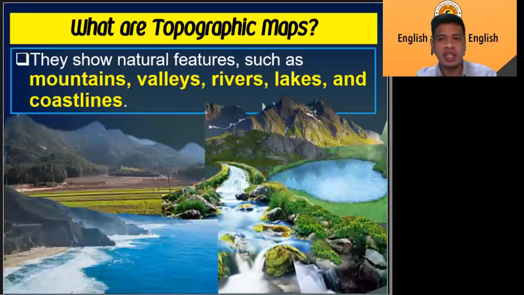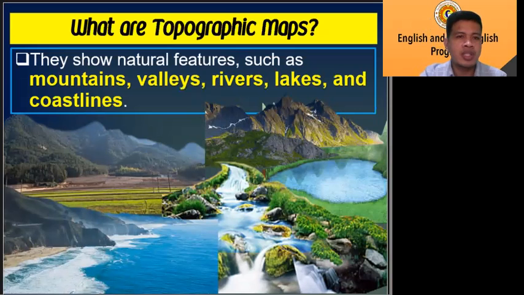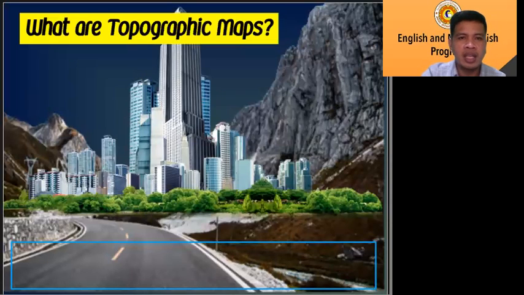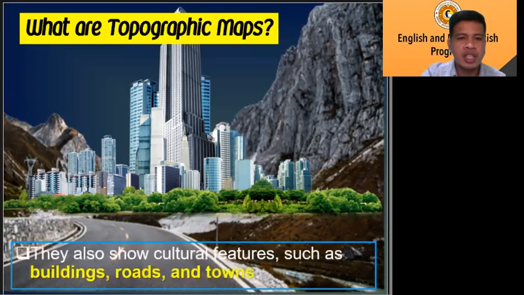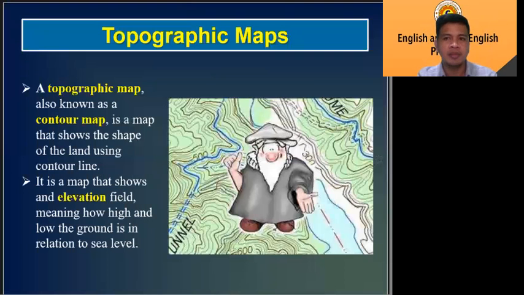And then next one here. The topographic map also shows natural features, okay? Like mountains, valleys, rivers, lakes, and coastlines. Okay, so these natural features can be shown on a topographic map. Then aside from these natural features, a topographic map also shows cultural features such as the buildings, roads, and towns. So all of these natural and cultural features, if you know how to read a topographic map, you'll be able to identify this, okay, when you see a topographic map, right?